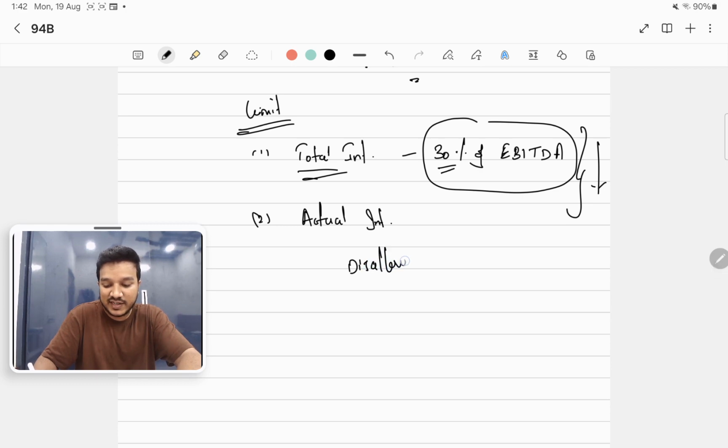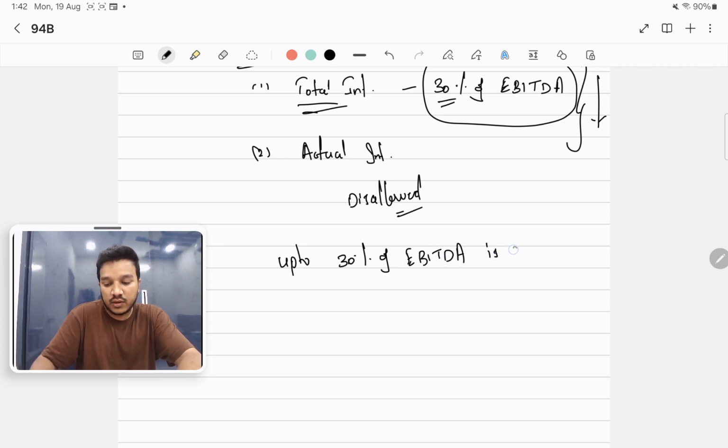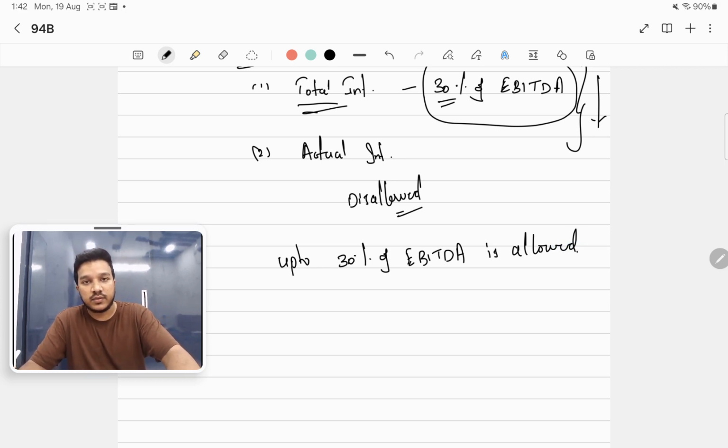From this, whichever is lower will be disallowed. Okay, this is kind of tricky. But you can also remember it in another way, that is, up to 30% of EBITDA is allowed. Okay, over and above this 30%, it is disallowed. Now this point is easy to remember in your exam.